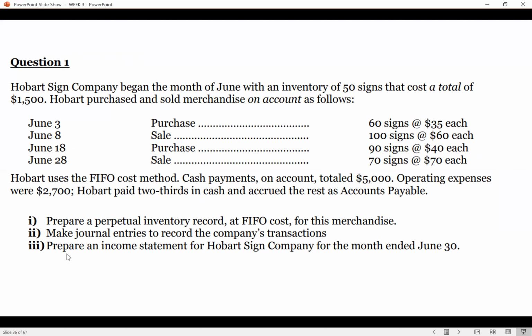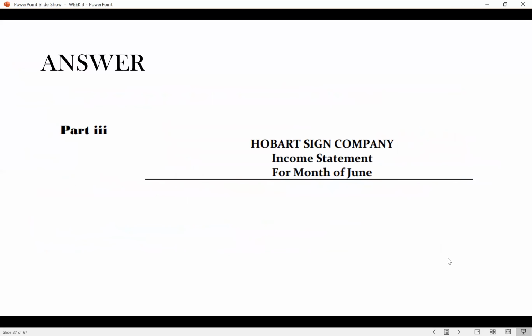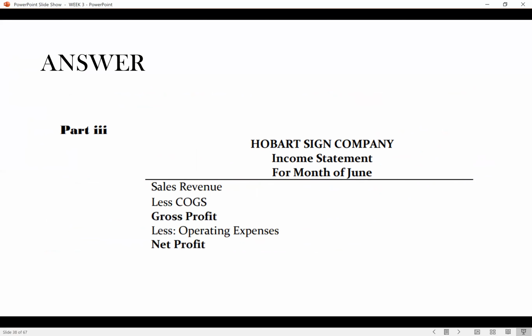The last part of this question says, prepare an income statement, right, for the month ended June 30th. As per usual, any statement that you're doing in accounting, we have our heading, which involves the name of the company, the statement that you're doing, and this time we have a period. It's for the month of June. So our income statement, a basic income statement, looks something like this. The income statement shows your revenue, your expenses, and doing the math there, subtracting your expenses from your revenue, you have your profit, right? So this is our basic income statement.